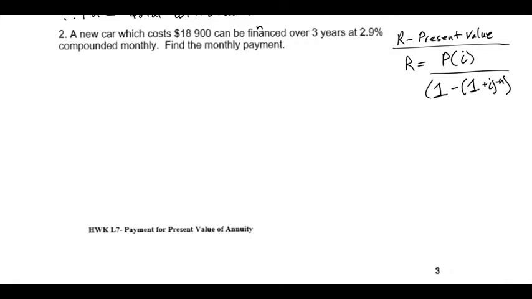Just like before, we're going to use this basic R calculation. Now, a new car which costs $18,900 today can be financed over 3 years at a rate of 2.9%. Let's identify all of the things that are in here. Because the car costs $18,900 today, that's what we call the present value. So this is the present value.